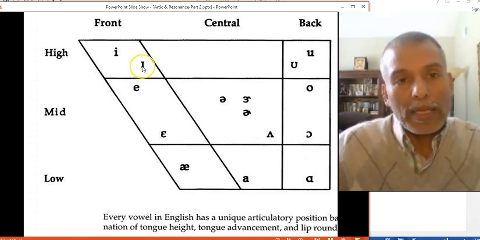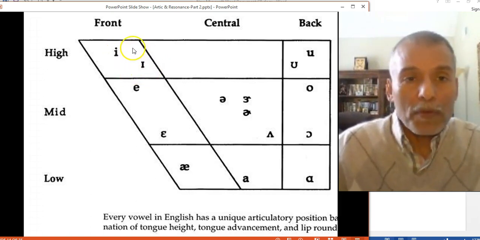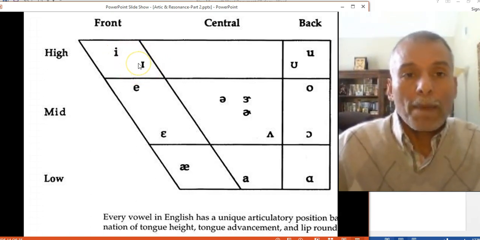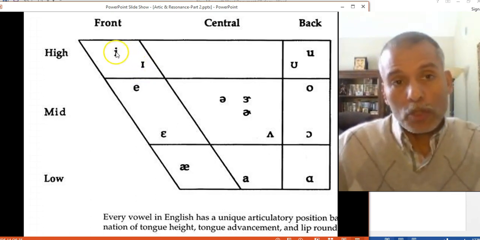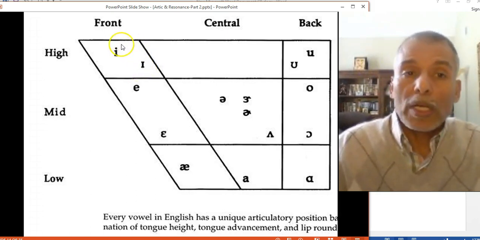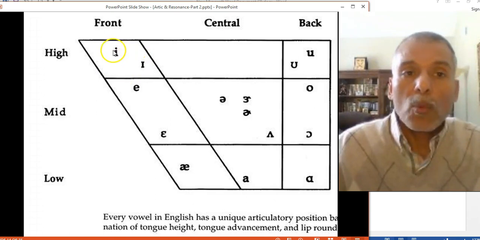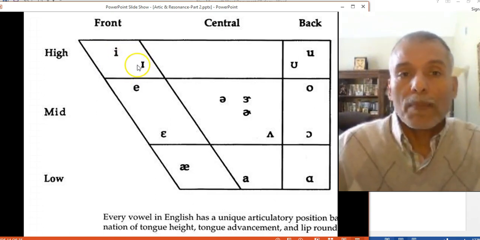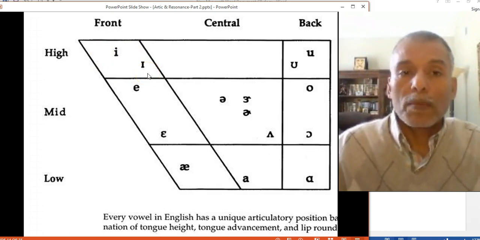Let's look at the E. So the E is also high and then front. High front. And then lax. It is relatively shorter than the E. Lax and unrounded. So they agree on everything except for one is tense, one is lax. So there are two high front vowels.